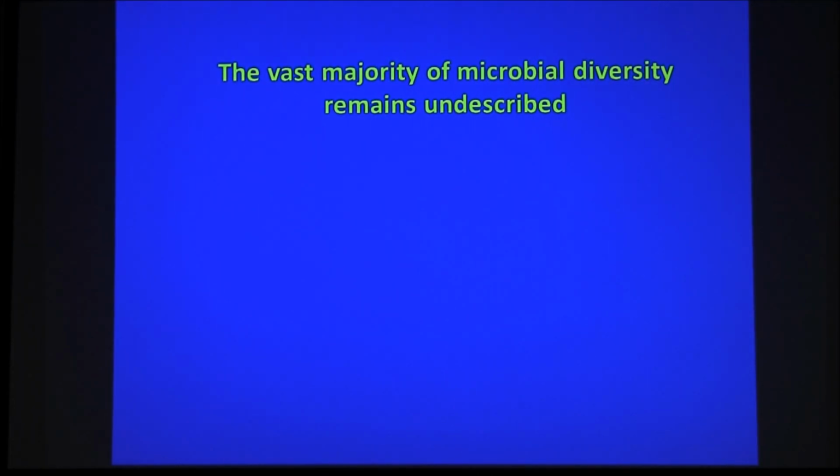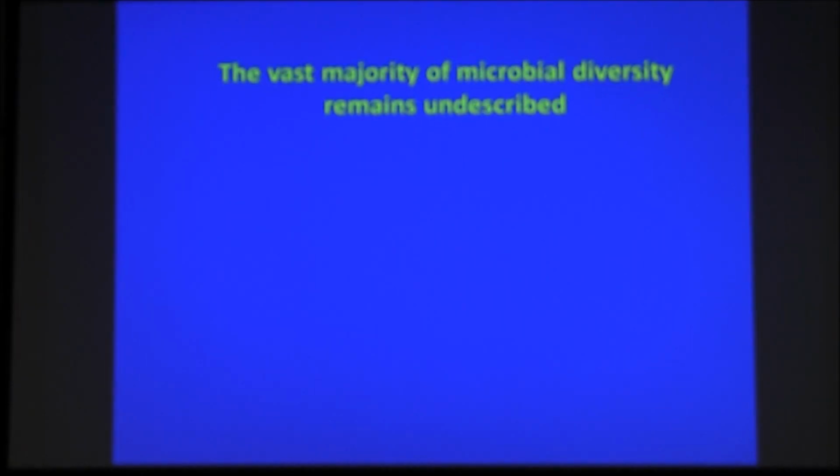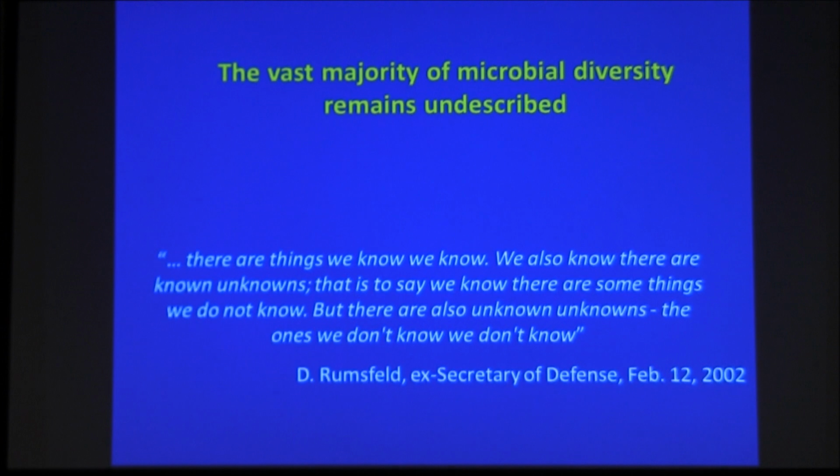What I want to point out, and the theme for this talk, is that the vast majority of the microbial diversity that's out there remains undescribed. That's true for the bugs in soil, the bugs on leaf surfaces, and those inside your own body. We know they're there, but we know surprisingly little about what they're doing, how they make a living, and so forth. I think the best summary of the state of microbial ecology came from, we'll call him the patron saint of microbial ecology, Don Rumsfeld.